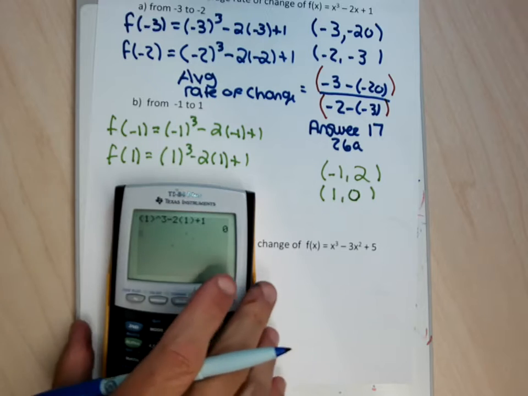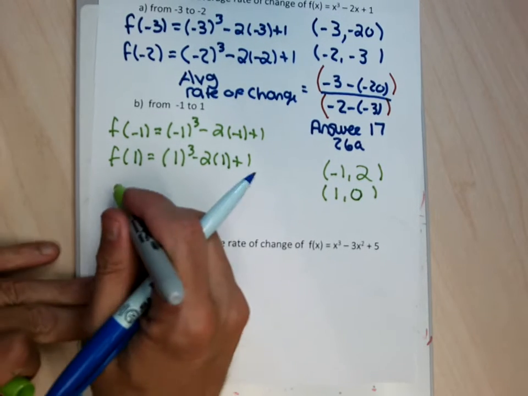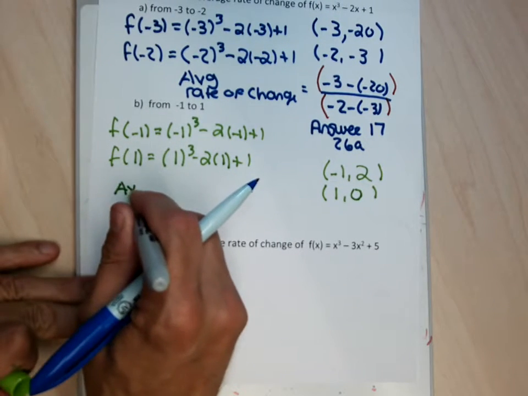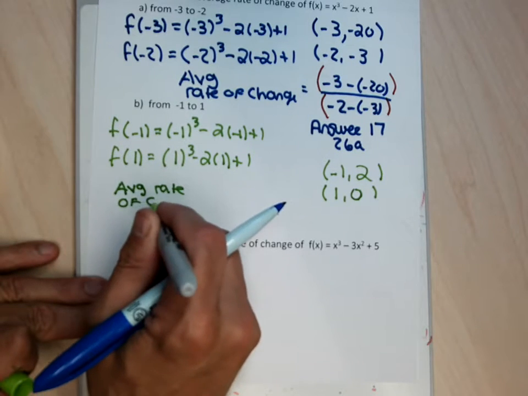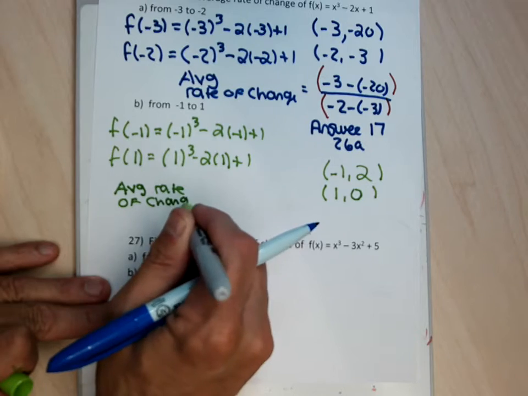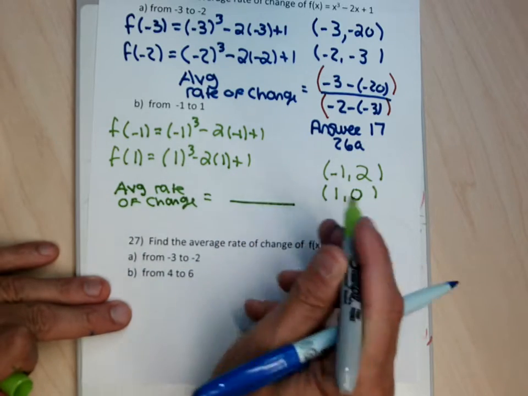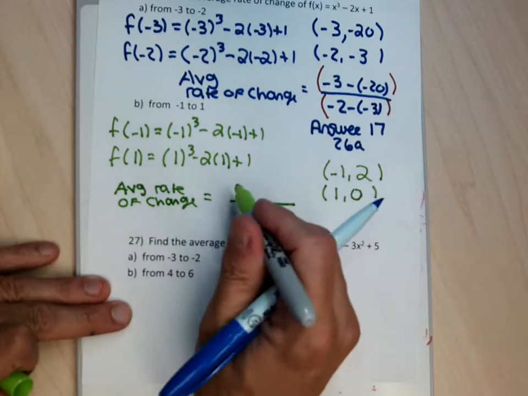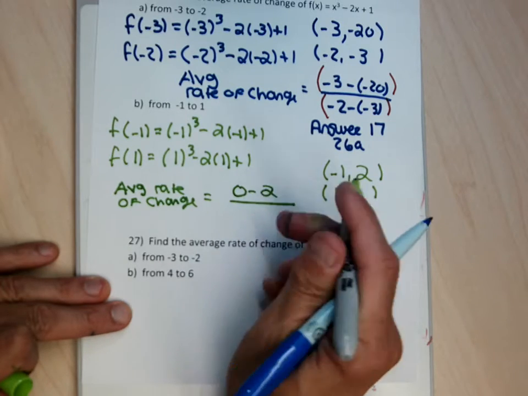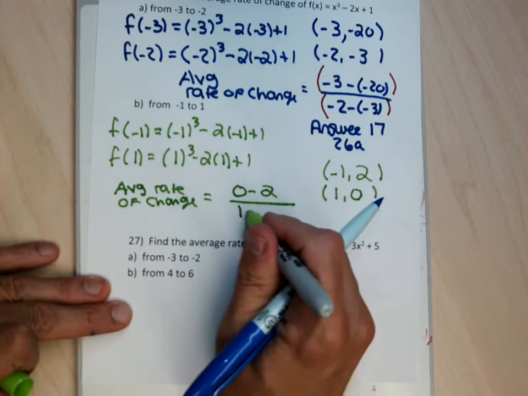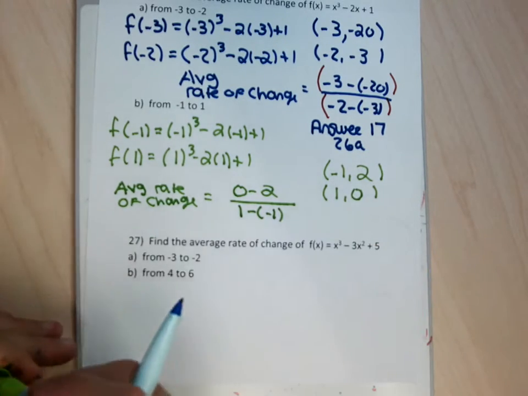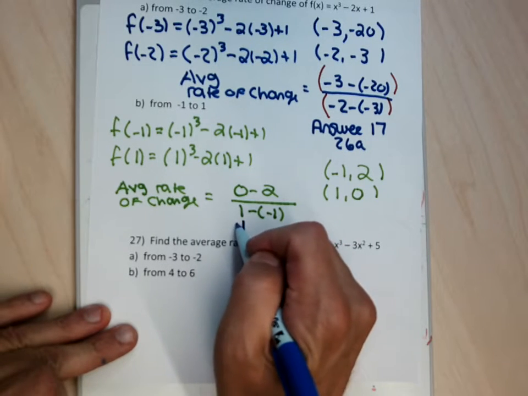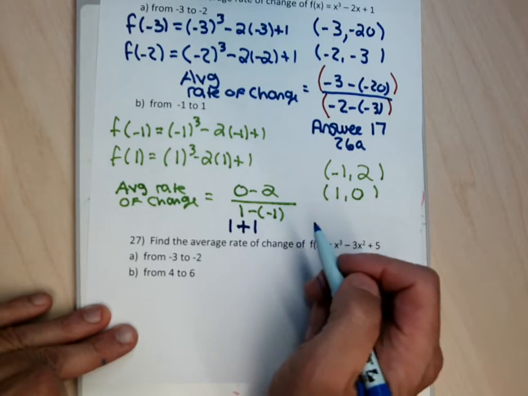The average rate of change is the slope of the line that connects those 2 points. So now I'm going to find my average rate of change. I'm going to form a fraction. In the numerator, it's y2 minus y1, which is 0 minus 2. In the denominator, it's x2 minus x1, which is 1 minus negative 1. The numerator, 0 minus 2, is negative 2. And in the denominator, the double negative turns positive, so you get a 1 plus 1 in the denominator.